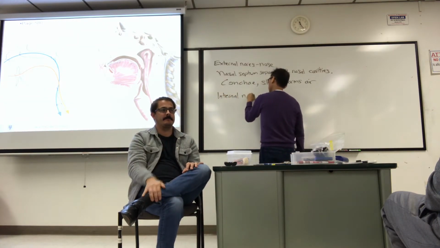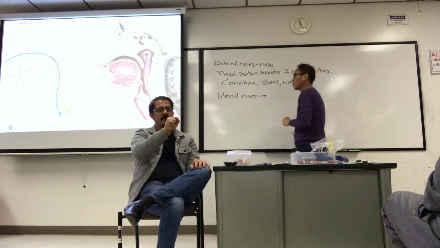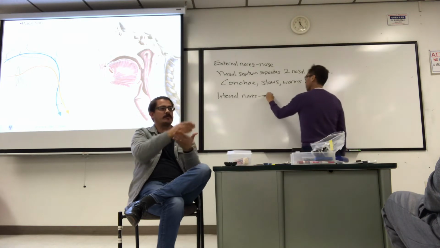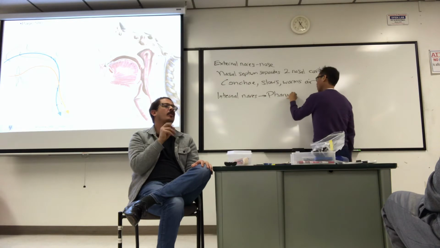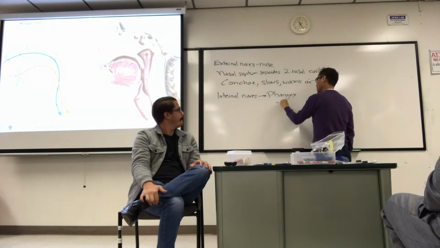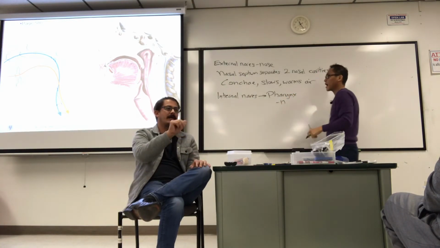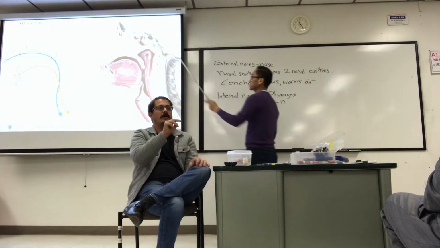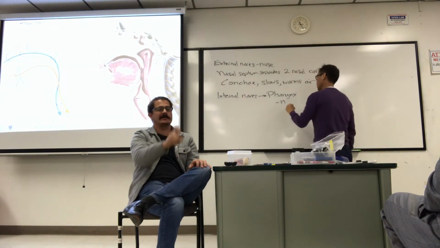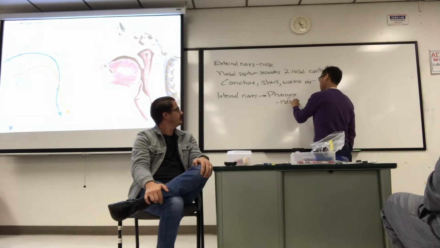The internal nares go straight to the first part of the pharynx, which is your throat. It's called the nasal pharynx, which is just behind and below it right there. So this region here is the nasal pharynx. Nasopharynx.